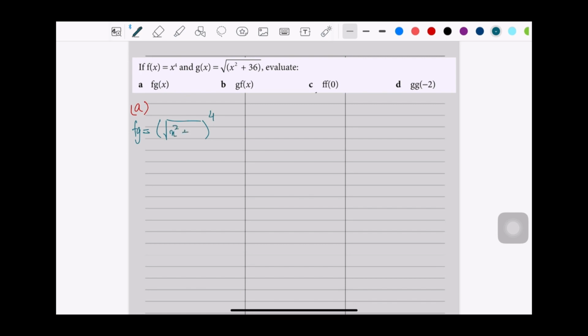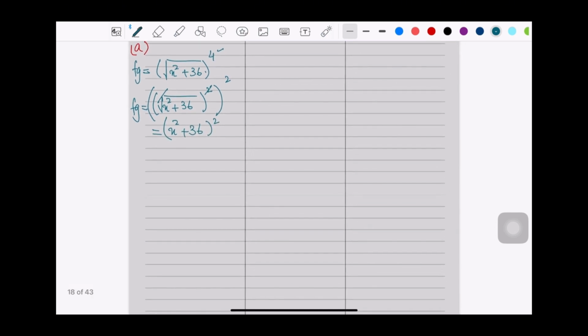Instead of that, I wrote x squared plus 36 root. And I can write this as f of g can be written as root x squared plus 36, whole to the power of 4. I broke that power into 2, which can be equals to x squared plus 36 whole squared. You can further simplify it as x to the power of 4 plus 36 times 2 is 72x squared plus 36 squared.